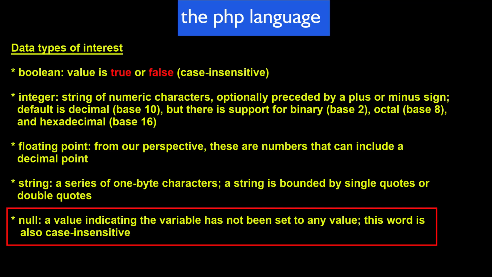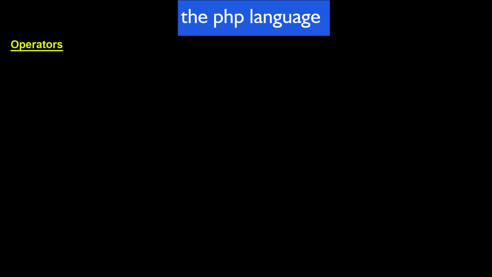Null. A value indicating a variable has not been set to any value. This word is also case insensitive. The assignment operator works as expected. For example, $A equals 12345, semicolon, or $place equals, quote, Cleveland, close quote, semicolon.